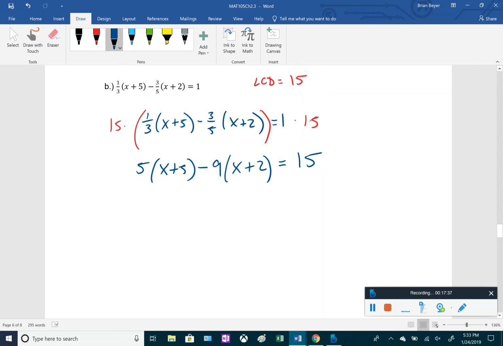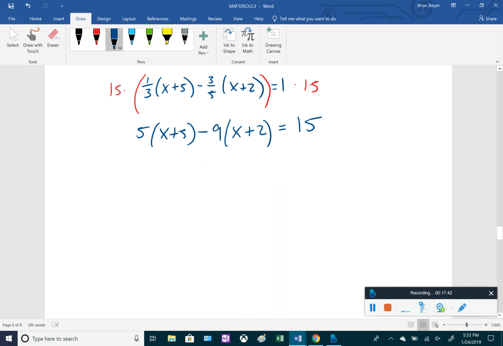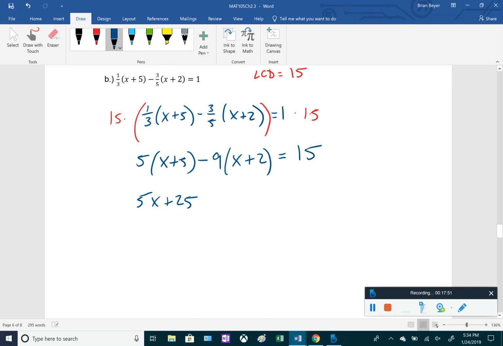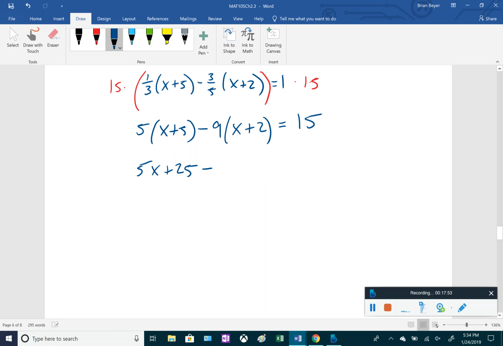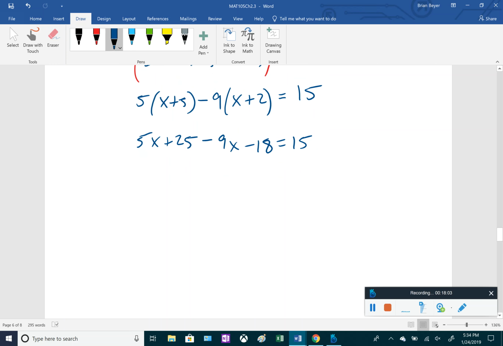Okay, now we just solve this like we normally would because we have no more fractions, so it's a little bit easier. So we're going to distribute on the left-hand side. We're going to distribute the 5, distribute the negative 9. So it's 5x plus 25. Distribute the negative 9, minus 9x minus 18 equals 15. Combine like terms on the left. So we get 5x minus 9x. That gives us negative 4x. 25 minus 18, that gives us a 7.